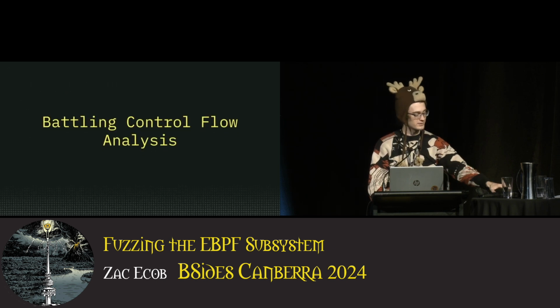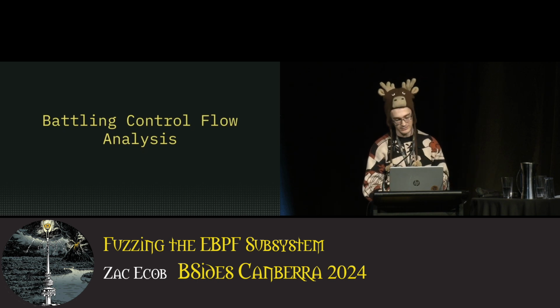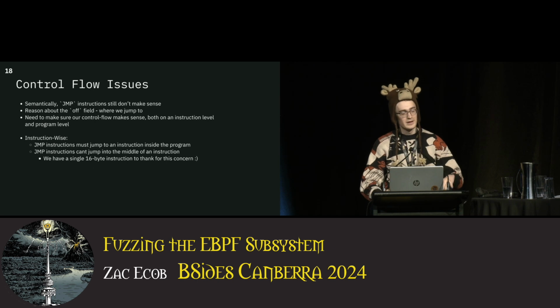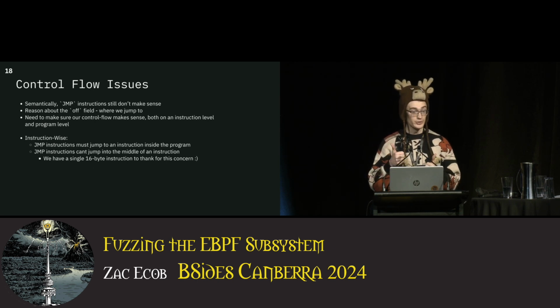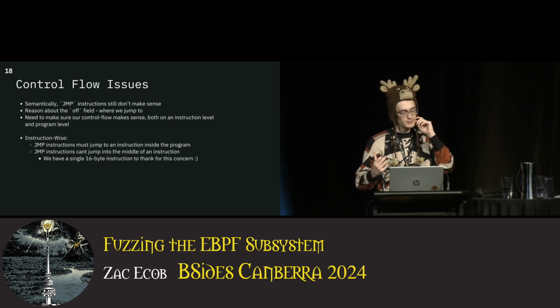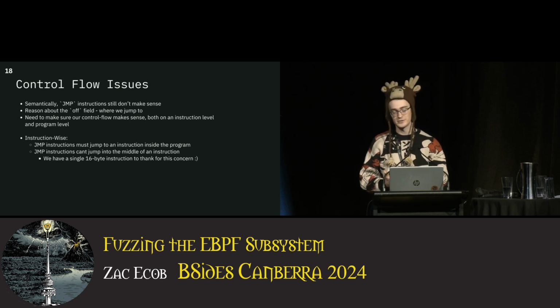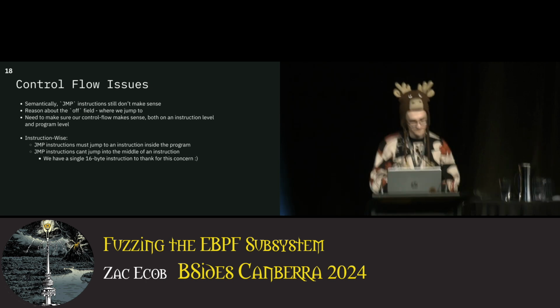And then finally, let me check how long I've been rambling, 20 minutes. We have battling control flow analysis. So, semantically, we kind of have ALU and memory instructions pretty good, but jump instructions, the verifier still really hates us. And that's because I haven't talked about the offset field, which is kind of a niche thing for some of the instructions, but jumps really care about it because the offset field says where we're jumping to. And so we need to reason about our control flow such that it makes sense at an instruction level and also at a program level.